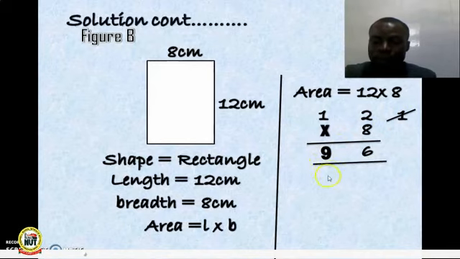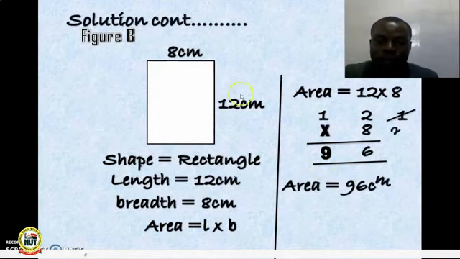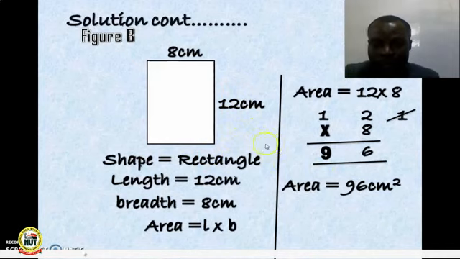Is that correct? Good. So therefore, the area of this whole shape is 96 centimeters square. Don't write just 96, write 96 centimeters square, because if you write 96, it's as if you are finding the perimeter. Good. So, can we move to the third one?